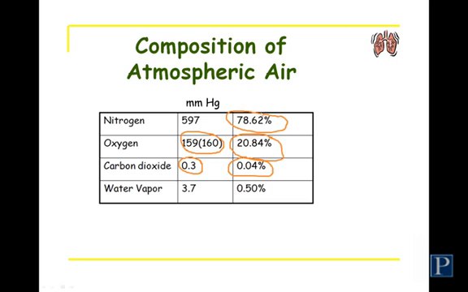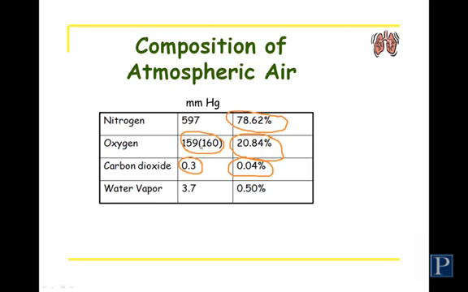If you notice on the right, you do need to know the relative percent of nitrogen, oxygen, and CO2 in the air that you breathe. And you can round it up. If you remember, nitrogen is about 79%, oxygen is about 21%, and carbon dioxide is less than 0.1%. It's 0.04% of the air that you breathe. I do want you to remember those numbers.